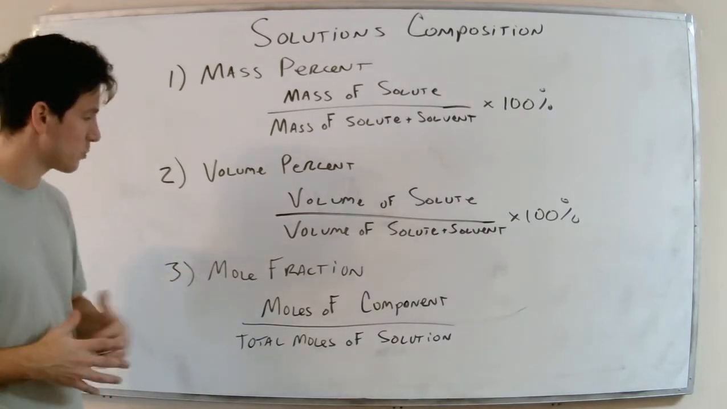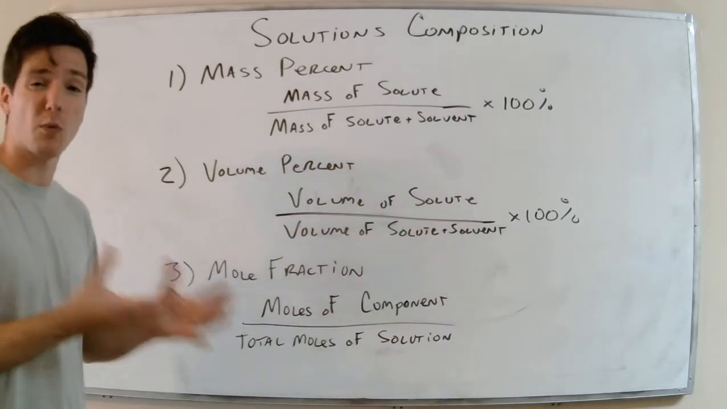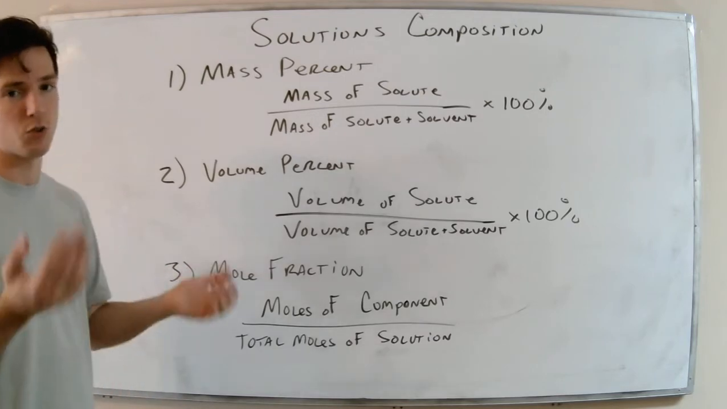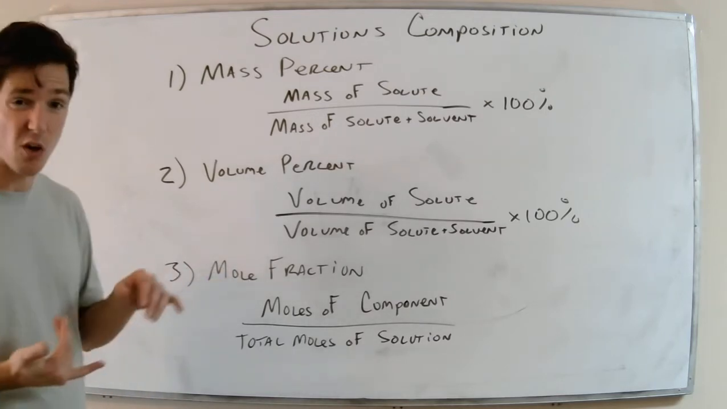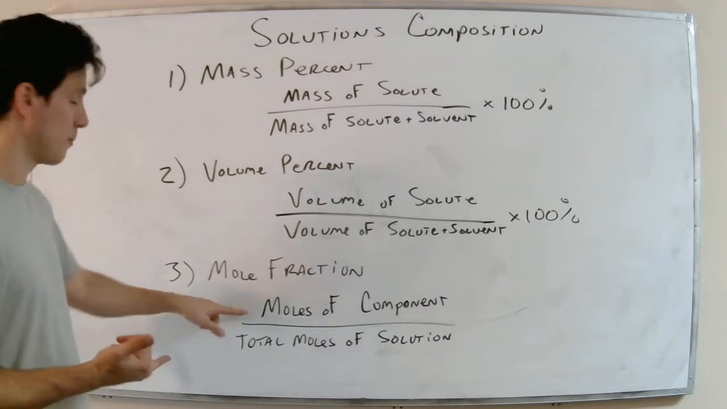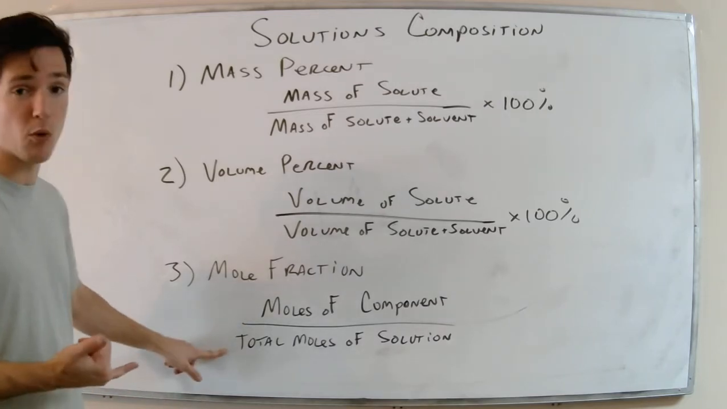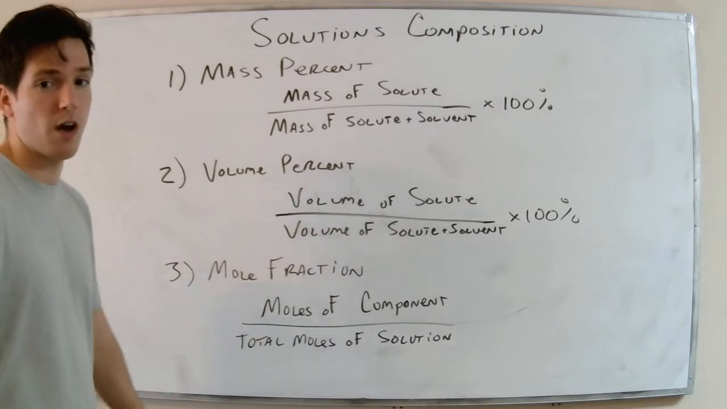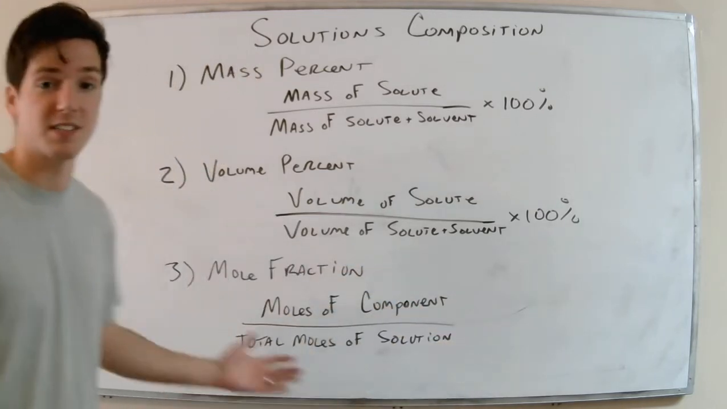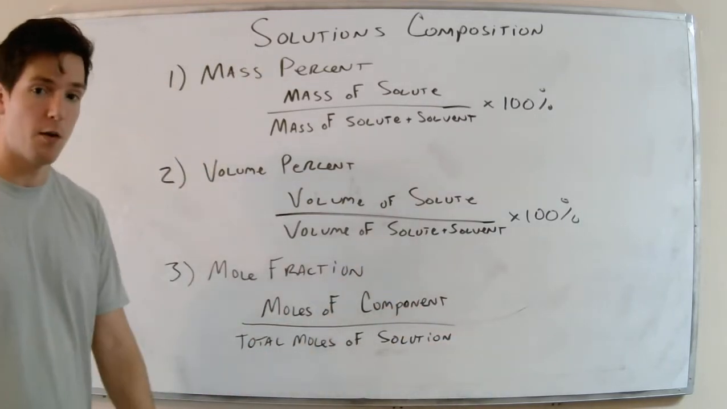And then the last one is mole fraction. We take moles of what we dissolved over the total moles of everything. So if we take salt and dissolve it in water, we take the moles of the salt divided by the moles of the salt and the moles of the water. No need to times by 100 here because this is not a percent, this is a mole fraction.